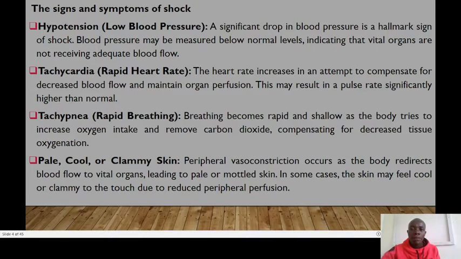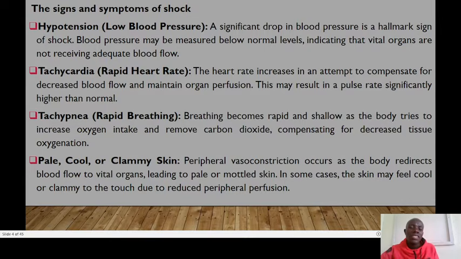Number 2, we have tachycardia and tachypnea, in that order. Now, for the body to compensate for the reduced output, it normally compensates by having an increased heart rate. So the heart rate increases in an attempt to maintain organ perfusion. So this normally results in increased heart rate, and that's why tachycardia is our number 2.